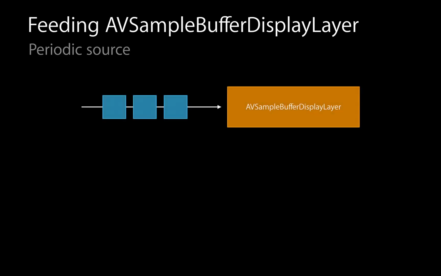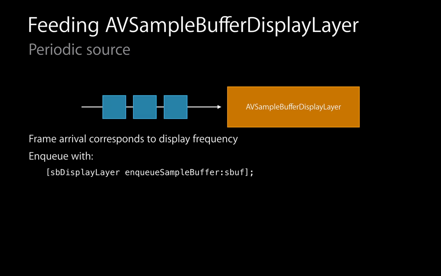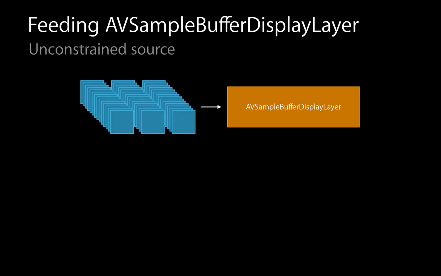All right, let's talk about the first case. This is really simple. Frames are coming in at the same rate at which they're being displayed. You can go ahead and just enqueue the sample buffers with your AV sample buffer display layer as they arrive. You use the enqueue sample buffer call. All right, the unconstrained source is a little bit more complicated. You don't want to just shove all of those CM sample buffers into the AV sample buffer display layer at once. No one will be happy with that.